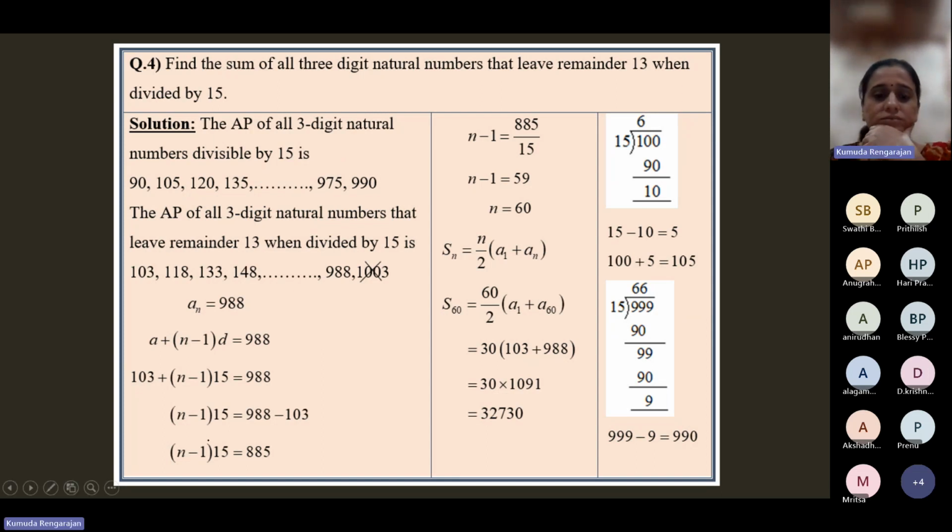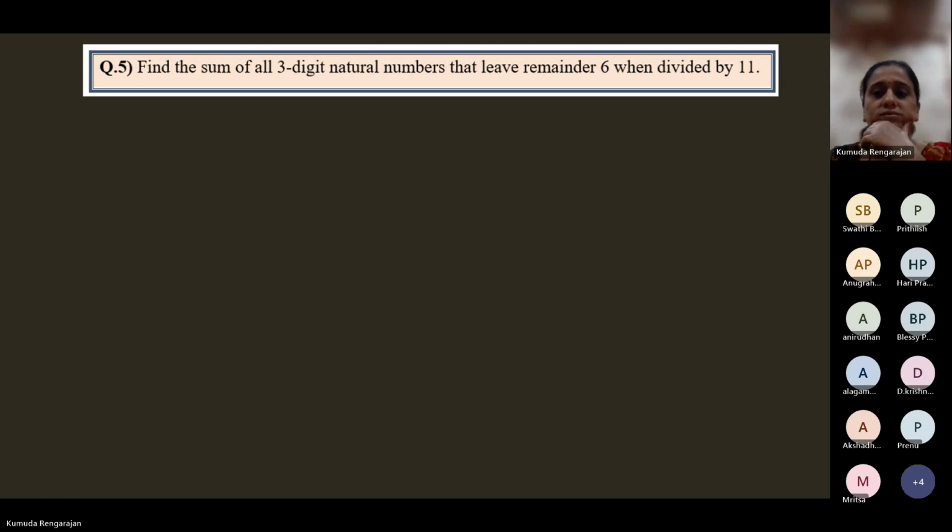Okay, next one. Yeah, so why don't you try this? This is similar to the earlier one. Find the sum of all 3-digit natural numbers that leave remainder 6 when divided by 11. Yes, this is for you. 10 minutes. So please announce when you finish. If you're done, please call out.